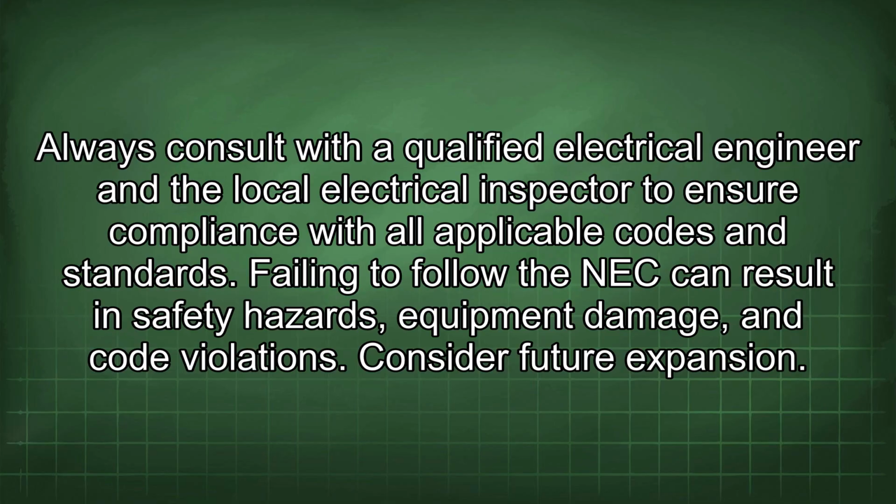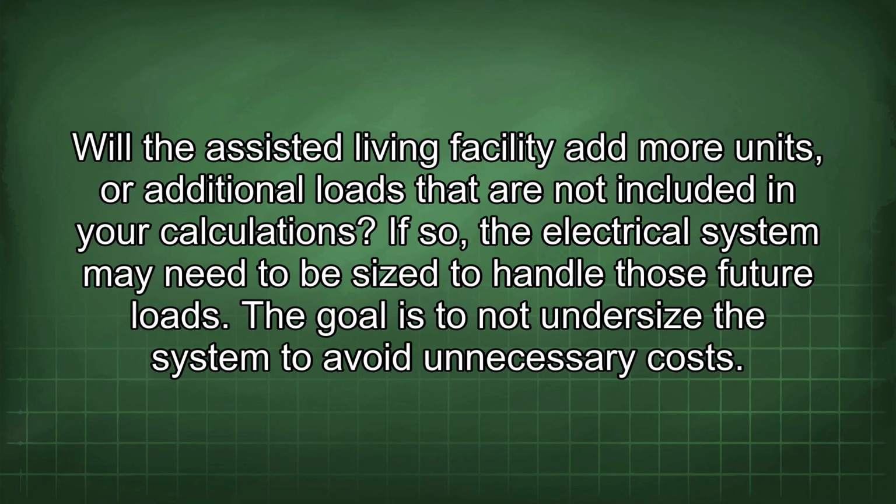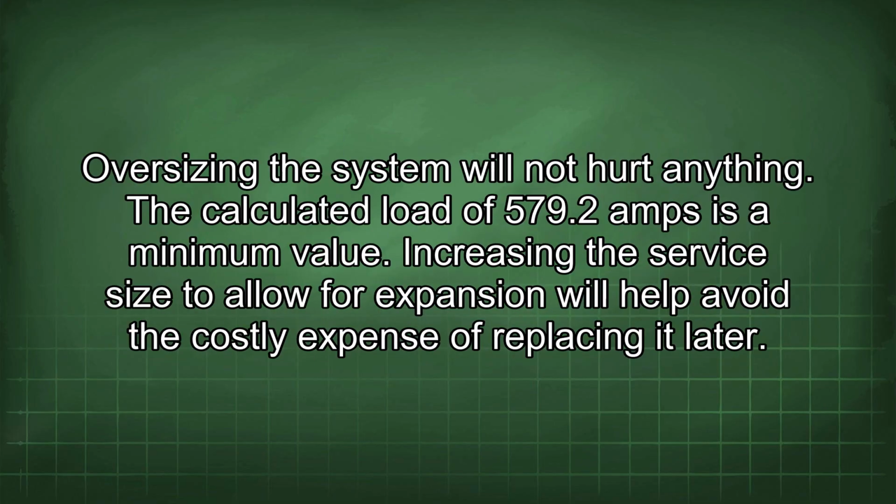Consider future expansion. Will the assisted living facility add more units or additional loads that are not included in your calculations? If so, the electrical system may need to be sized to handle those future loads. The goal is to avoid undersizing the system. Oversizing the system will not hurt anything. The calculated load of 579.2 amps is a minimum value. Increasing the service size to allow for expansion will help avoid the costly expense of replacing it later.